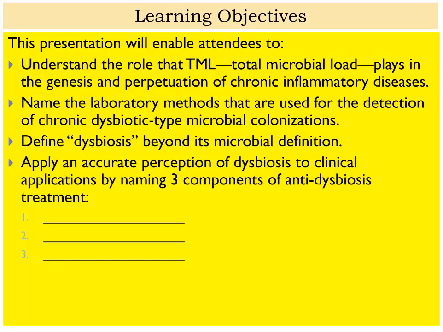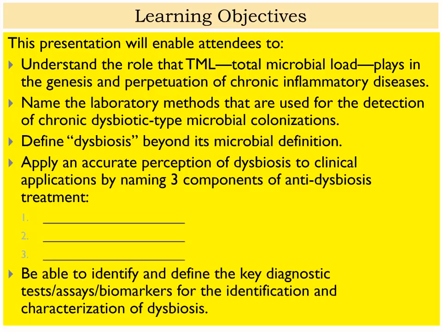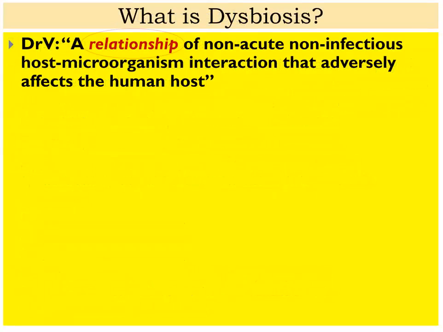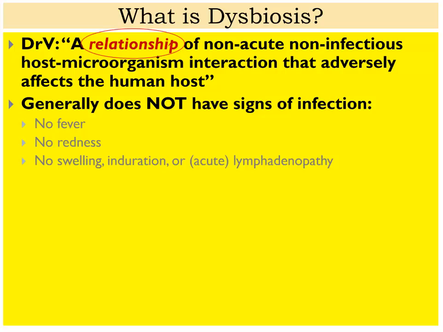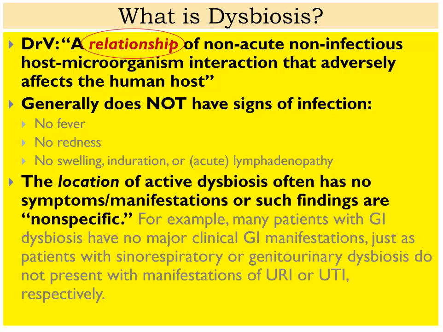So again, my definition here: a relationship of non-acute, non-infectious host-microorganism interaction that adversely affects a human host. That's very vague. It could be inflammation, it could be metabolic syndrome, insulin resistance, it could be psychiatric illness, etc. And for example, I think autism is a good example here, where microbes play a part via glial activation. Usually no signs of classic infection.